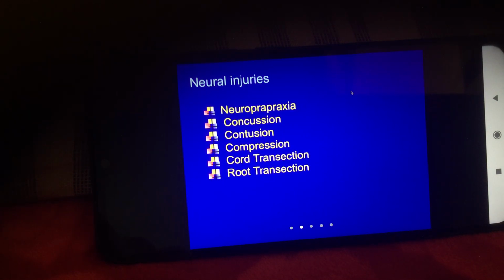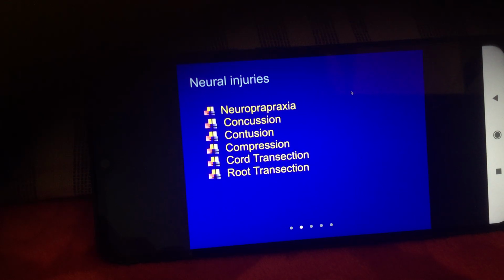Concussion means there is some trauma of the cord, but there is a little bit of swelling, but there is no hemorrhage. The spinal cord or the nerve is intact. There is a little bit of edema there. But in contusion, not only is the edema there, some bleeding is there, some hematoma formation or bleeding bruise is there at the nerve.